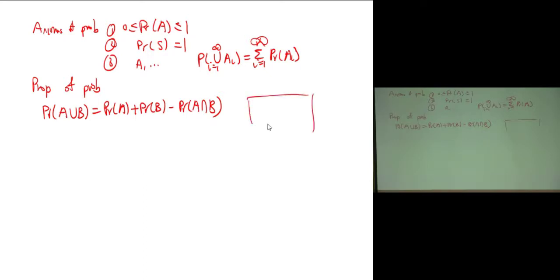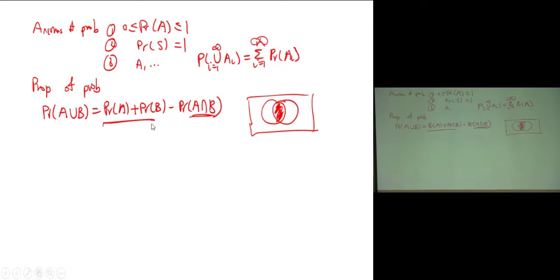If I may draw the Venn diagram to show the idea, not a proof. The sample points in this part count twice in computing the union. So that's why I have to subtract the probability of A intersect B.